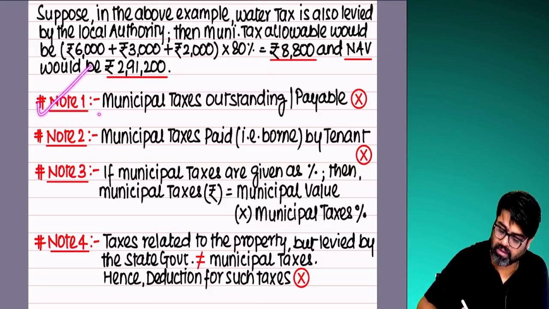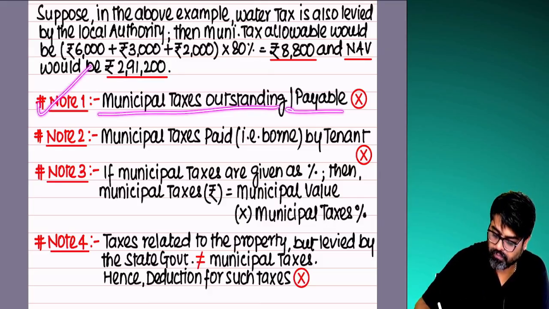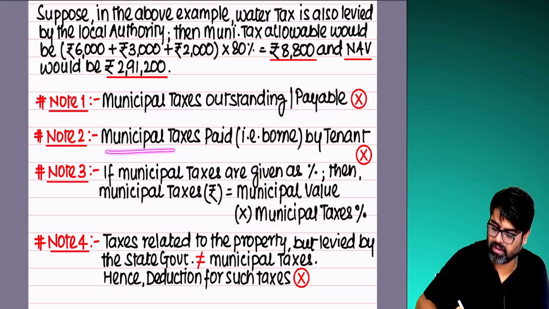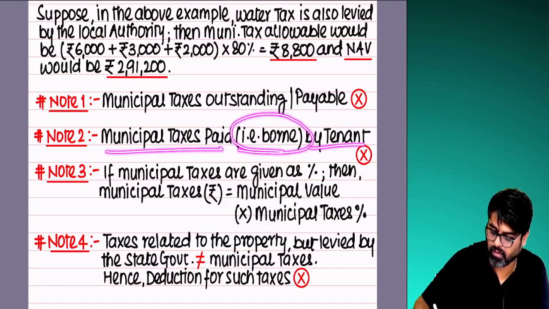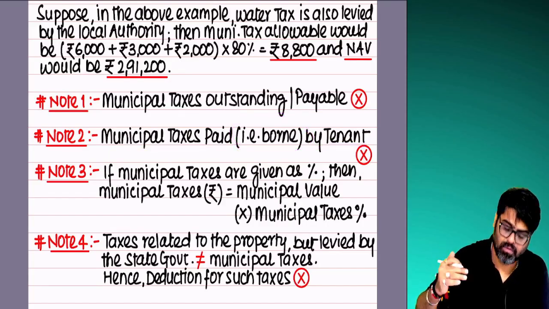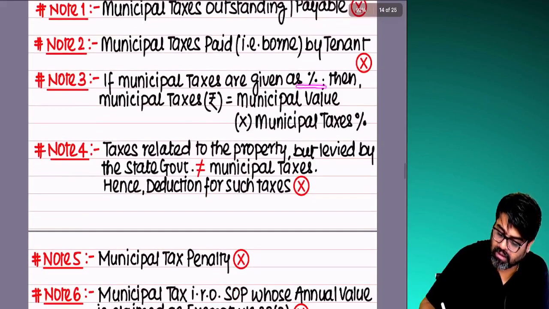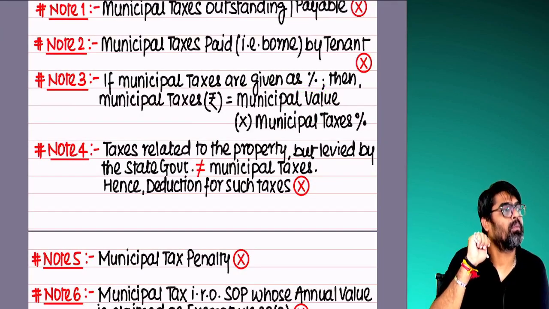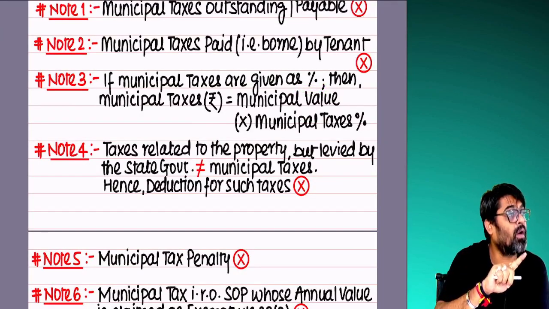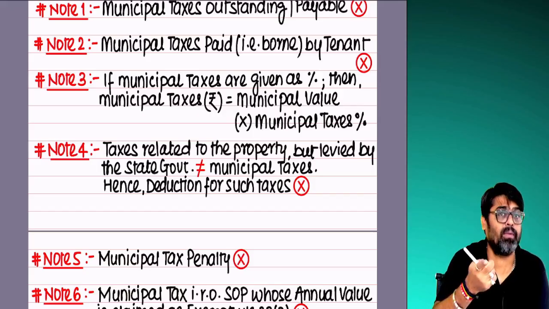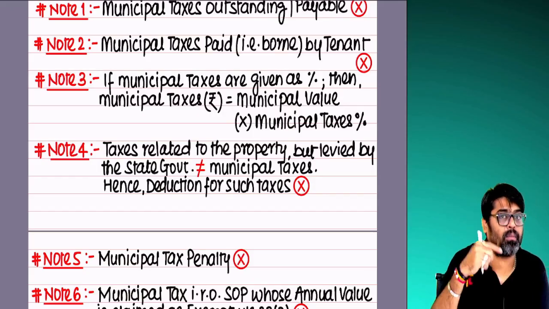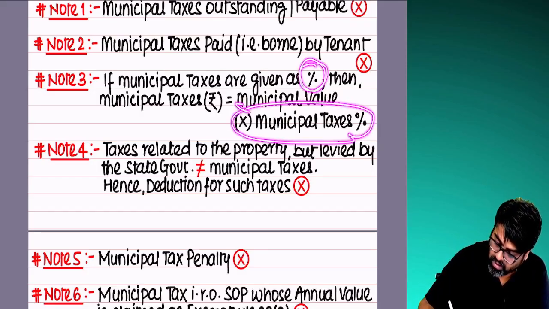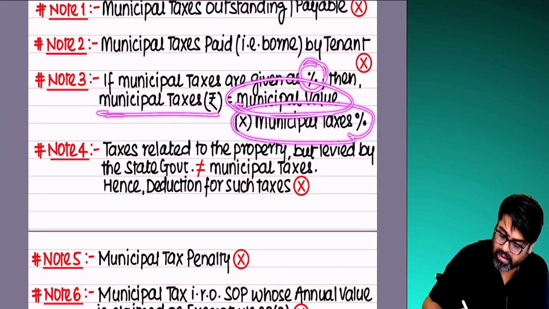Note number 1. Municipal taxes will be allowed or will not be allowed? We have already seen, no? Note number 2. Municipal taxes paid, meaning borne by whom? Will be allowed or will not be allowed? Will not be allowed. See, if the municipal taxes are given as a percentage, always apply that percentage on what value? Because they are charged by municipality on the municipal value. So always apply this percentage on municipal value. Only then you will get the municipal tax amount.